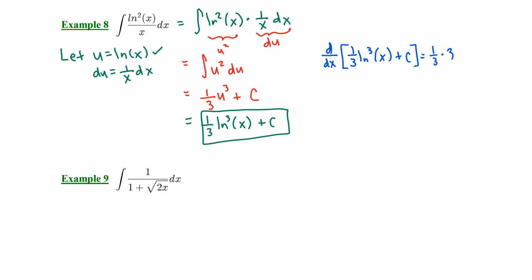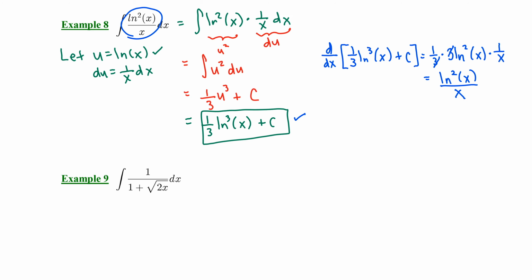So we're going to start with our power rule. That is, the power comes down in front. We decrease the power by 1, keeping the base the same, and then we multiply by the derivative of the base. So when we cancel our 3's, we end up with natural log squared of x over x, which was our original integrand. So our answer is definitely correct.